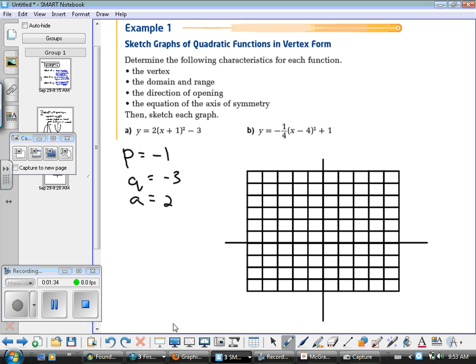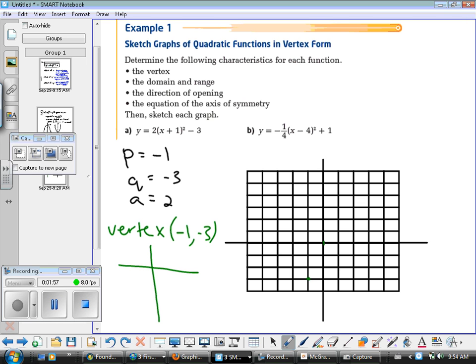Okay, so we'll start by graphing our vertex. Our vertex we know is just (p, q), so negative 1, negative 3. So this is the origin. Here's my vertex. I know it's going to open up, and one thing I can do here is make a little table of values.